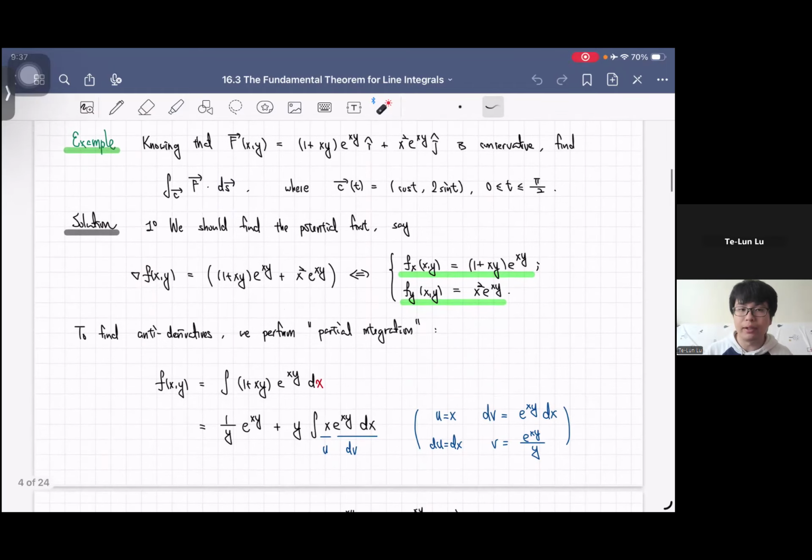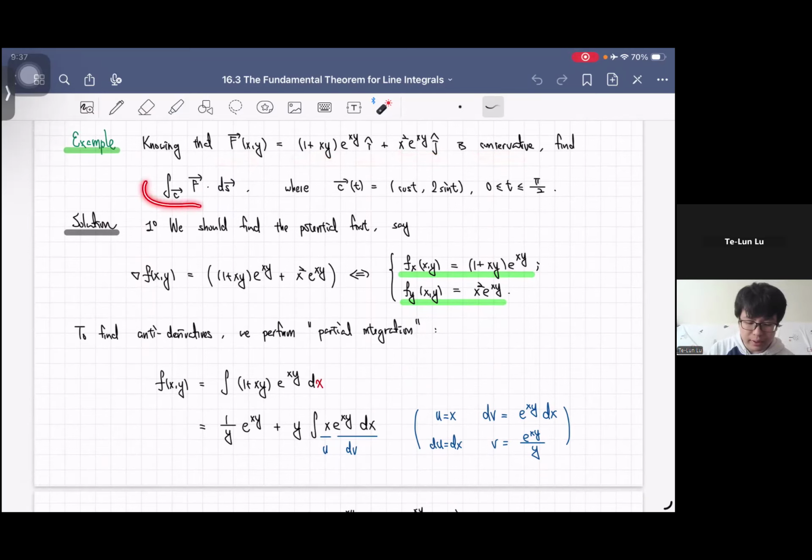First, let us do some example here. So suppose this vector field F is given by (1 + xy)e^(xy) i + x²e^(xy) j. So we suppose here that it is conservative, but when we proceed in the lecture, I think part 2, we will see how to determine whether a vector field is conservative or not. In that case, I won't give you this property. You have to find out whether it is conservative or not.